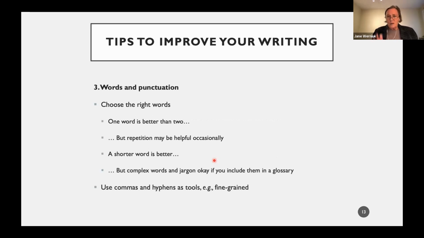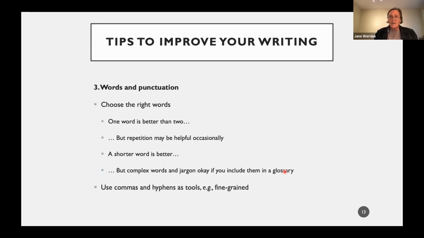Now, I'm going to look in more detail at writing. I'll start by talking about words and pace. Choose the right words. The devil is in figuring out what word is right. So choose the right words and then punctuate them as though you were speaking, not writing. Here are a few of my thoughts on choosing words. One word is better than two or three or four. However, occasionally it's better to have a little redundancy, or say the same thing in two different ways, to make sure that it is well understood. A shorter word is better if it is the correct word, but complex words and jargon are okay if they are necessary and if you include a definition of them in a glossary in that document.